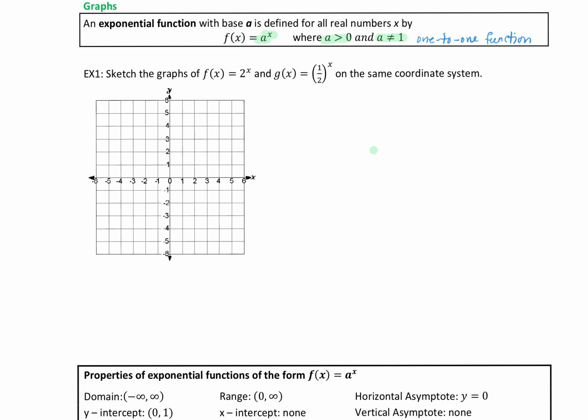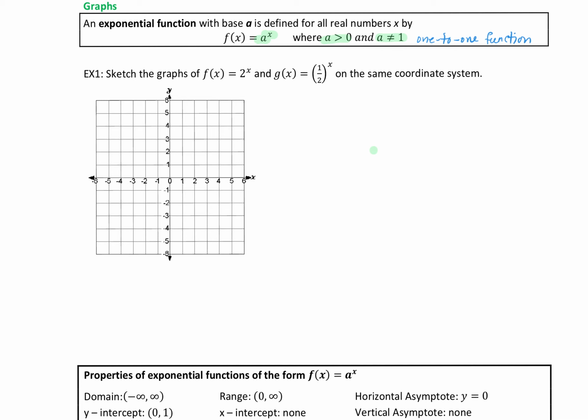Let's go ahead and sketch two different exponential functions. And again, they're called exponential functions because the variable is in the exponent. f of x is going to be equal to 2 to the x, and g of x is going to be equal to 1/2 to the x. So notice that these are very similar. f of x is base 2, g of x has base 1/2. So we just took the base of f, and we flipped it, and that became the base of g.